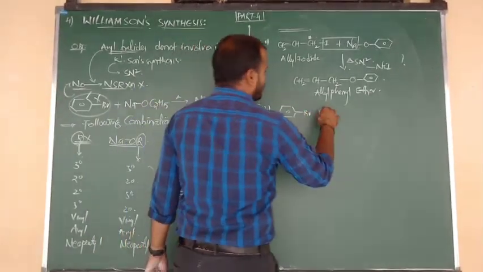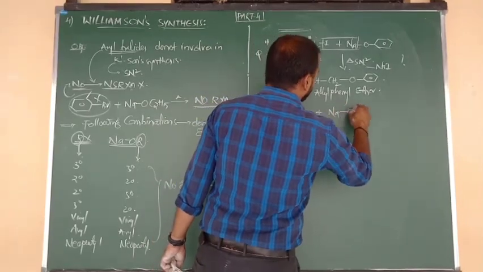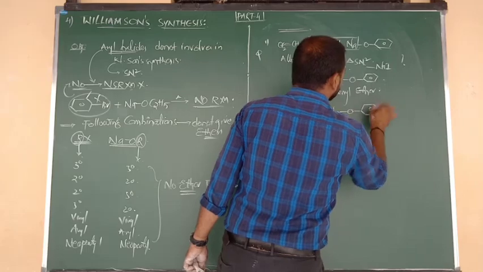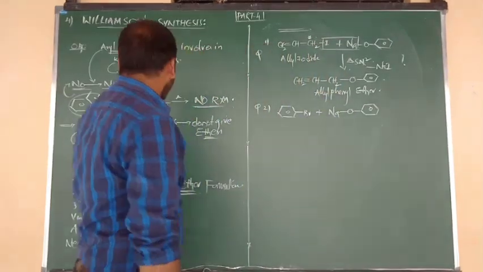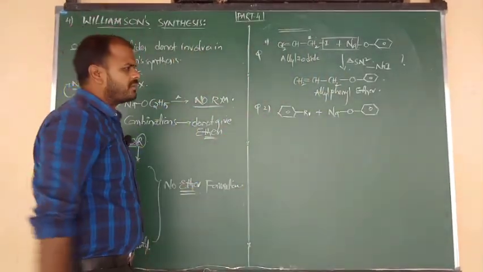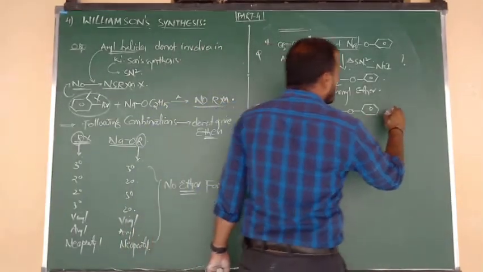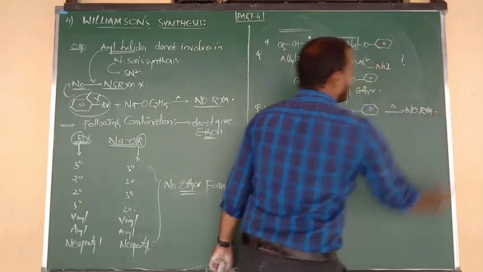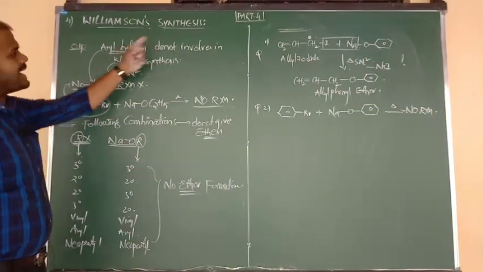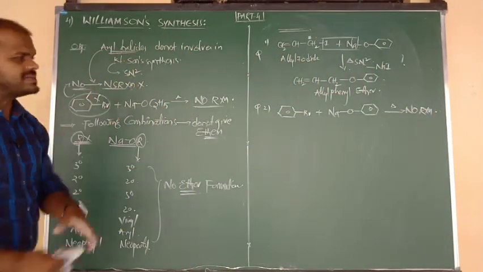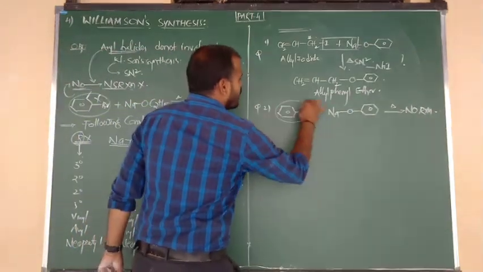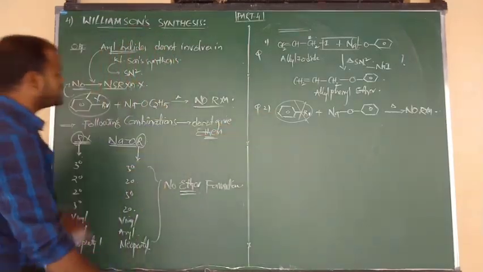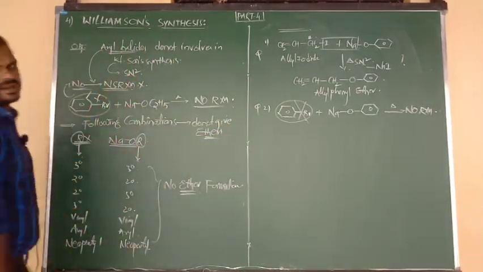Another question I want to ask you: suppose bromobenzene undergoes reaction with sodium phenoxide. Not only sodium phenoxide, sodium methoxide, whatever that may be. So what do we want to say here? Here no reaction will take place, because I have already told you, aryl halides do not undergo Williamson synthesis. Aryl halides or haloarenes do not undergo Williamson synthesis because haloarenes are less reactive towards SN2.